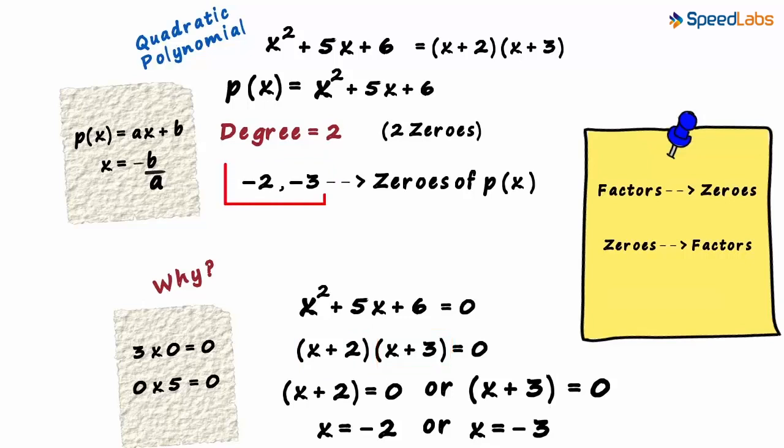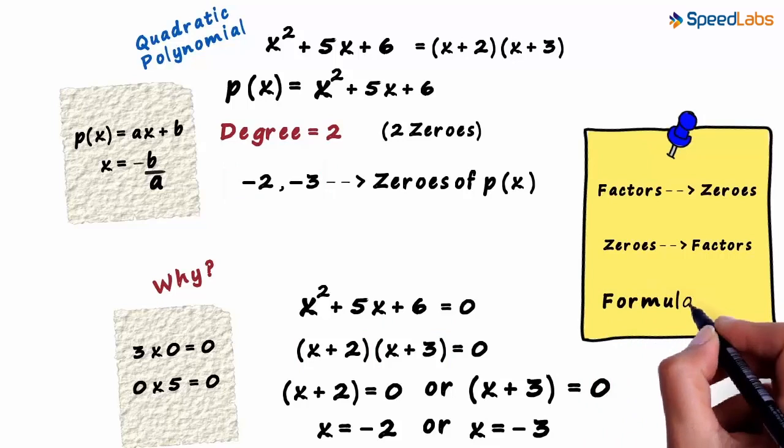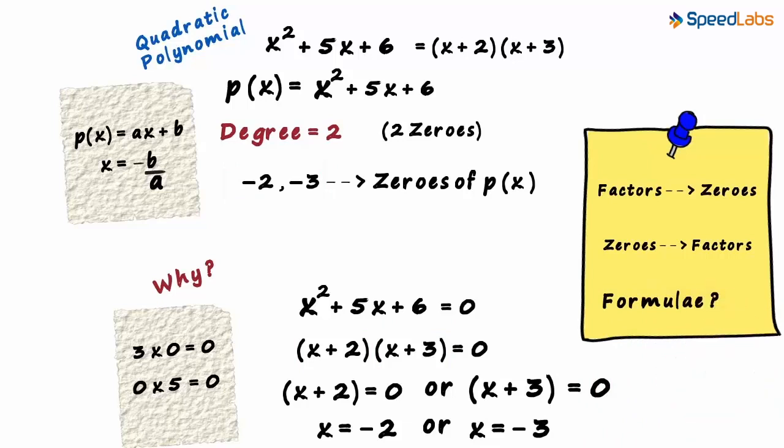But can we find the zeros without factorization? Do we have a formulae for the zeros of a quadratic polynomial? Yes, we do, but we will see that in the coming videos. But the most important thing is to understand what the zero of a polynomial means. Remember, it is the value which, when substituted in place of the variable, makes the value of the polynomial 0.